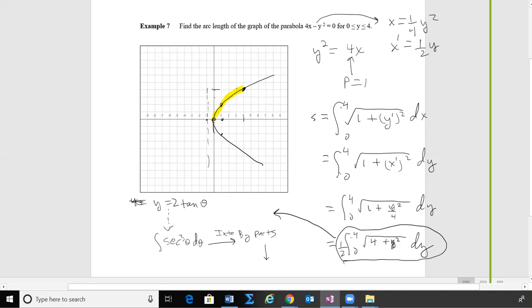So eventually you would get to an answer, and the answer is 2√5 plus natural log of √5 plus 2. A lot of work, but we're not going to go through that. But if you're interested, you can, and you can always double check your work here. You can use your calculator to approximate this thing, and then compare it to your numbers over here. So that's about it for that.